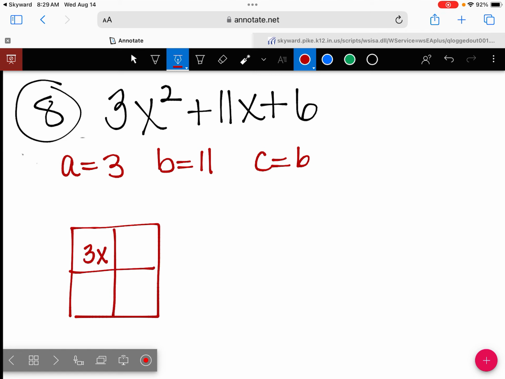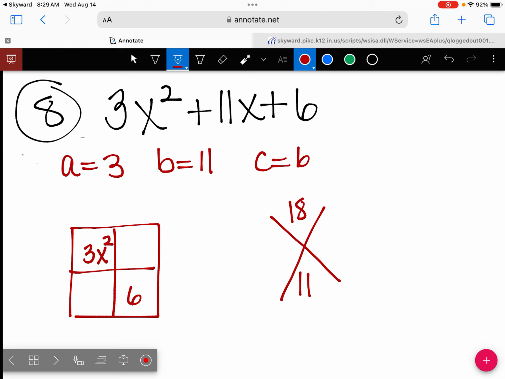3x squared goes here. 6 goes here. And now you're going to make your x. So Danny, what number should we put on top of the x? 18, because 3 times 6 is 18.